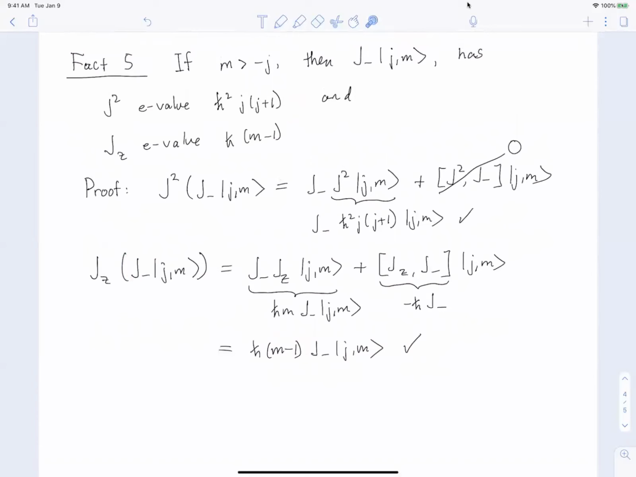Okay, so what does that say? In words, what that's saying is that if we act with j minus, that's a lowering operator for m, because it doesn't do anything to the j value, but it lowers the m value by 1. Okay, so j minus equals lowering operator for m.